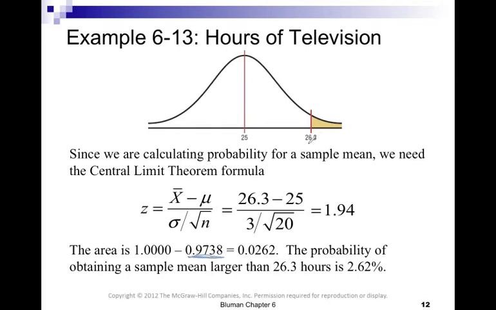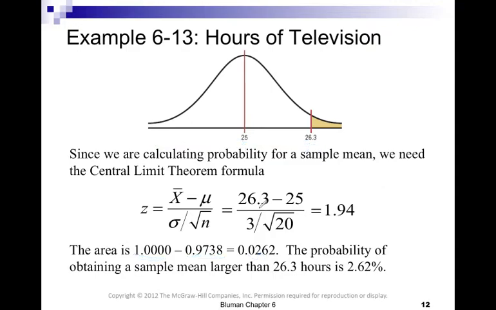But remember, that is this part to the left of that z-score. We had a z-score here. It's 0 at the mean and 1.94 if we replace those numbers with z-scores. We want the area to the right. Well, the whole thing is 1, which is where this comes from. So 1 minus the 0.9738 equals 0.0262. So for percent, we're going to move that over 2 decimal places. The probability of attaining a sample mean larger than 26.3 hours is 2.62%, if you want to leave it a percent.